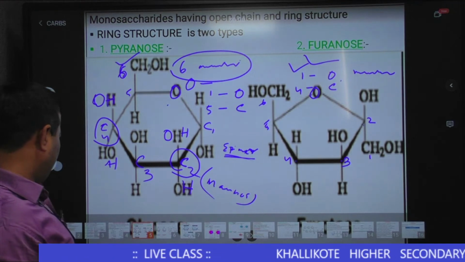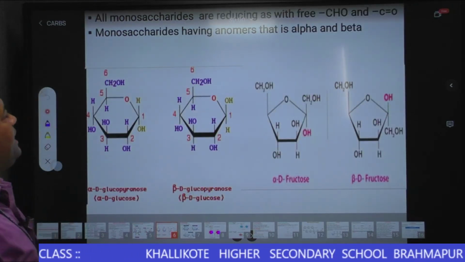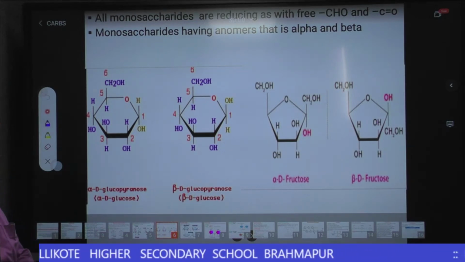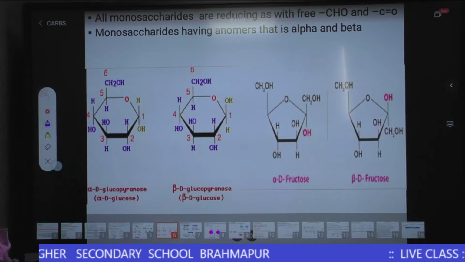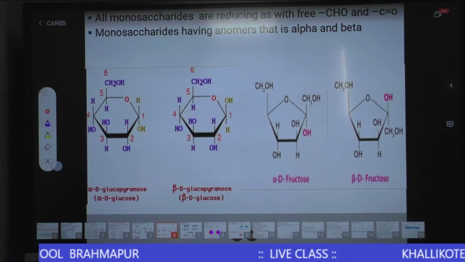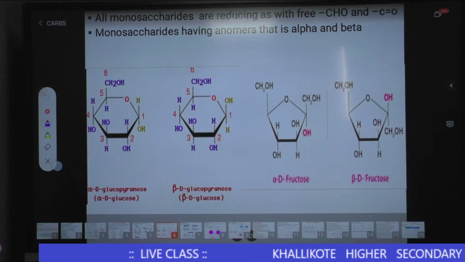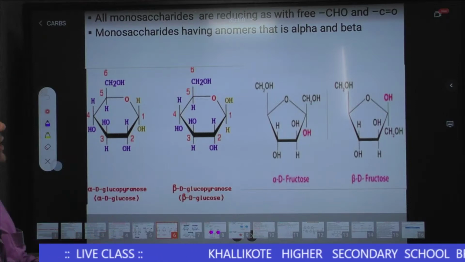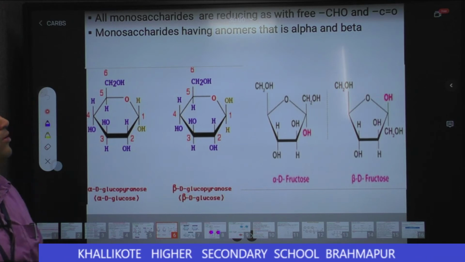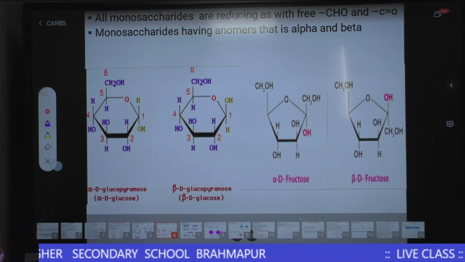Then we come to monosaccharides having anomers. Anomers means an additional asymmetric carbon atom formed in glucose or fructose. Anomers are also one type of isomer form of glucose and fructose, which may be found in the alpha form and beta form.